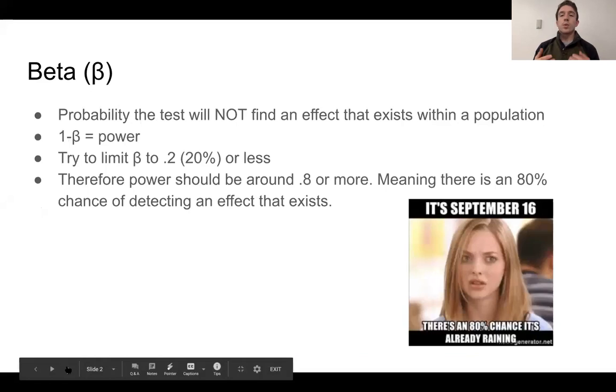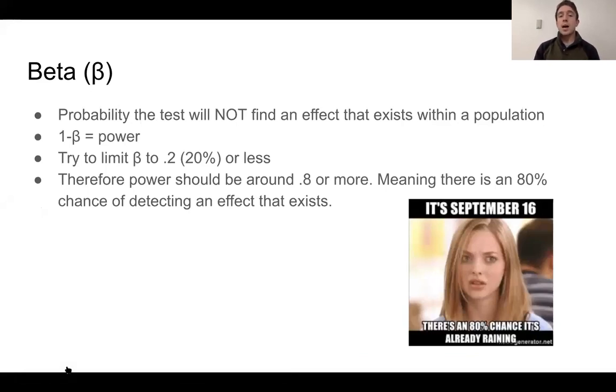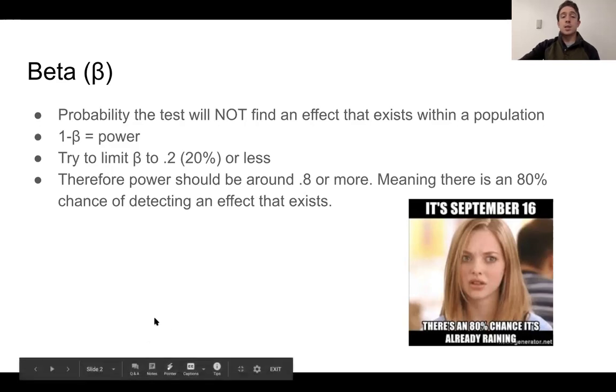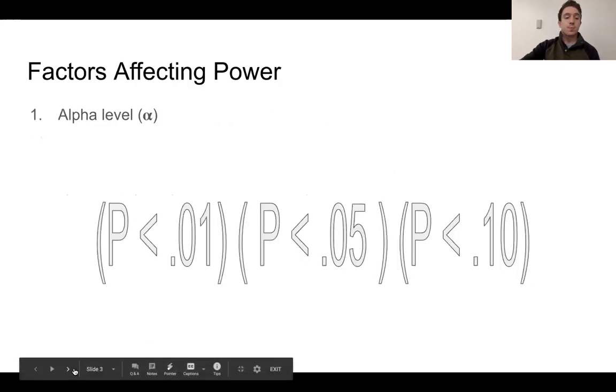So the first thing when we're looking at power, we look at the beta. Probability of the test will not find an effect that exists within a population. So our power is 1 minus beta, and we try to limit beta to 0.2, or 20% chance of not finding an effect that does exist in the population. Therefore, power should be around 0.8 or more, meaning there's an 80% chance of detecting the effect if it exists.